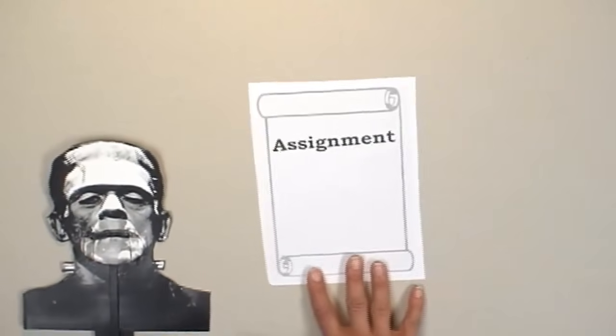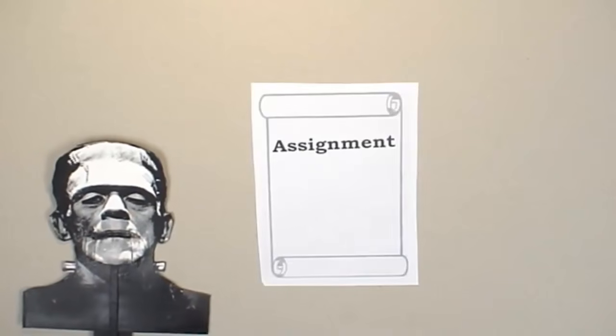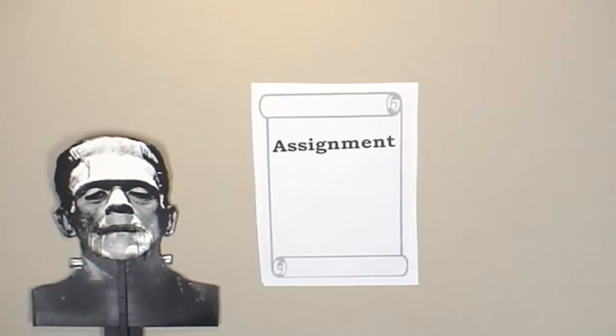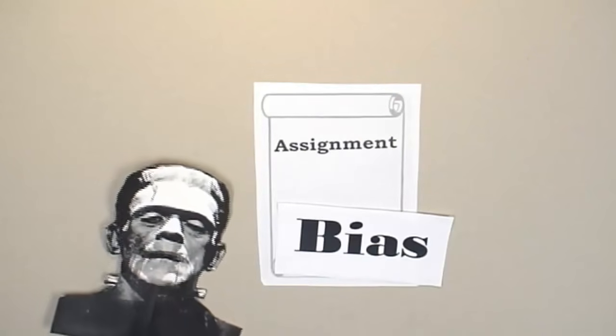Frankenstein's in college, and he has to write a research paper for an English class. His topic is video gaming. According to the assignment, Frankenstein needs to find 6 reliable sources and must identify all evidence of bias in each source.